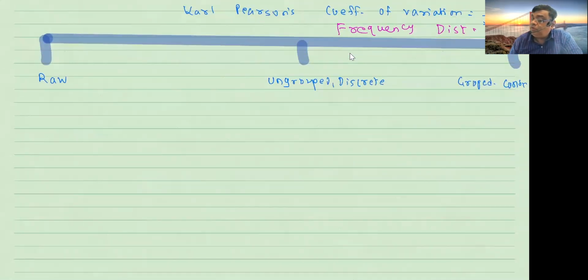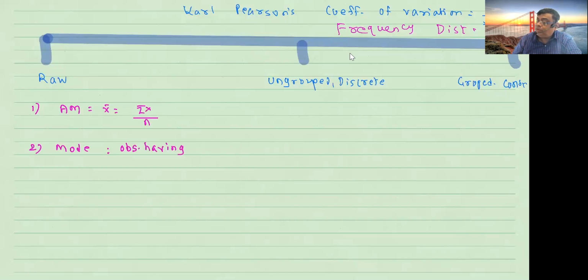Now, in case of the raw data, arithmetic mean x bar is take total upon n. Then mode is equal to observation having maximum frequency.